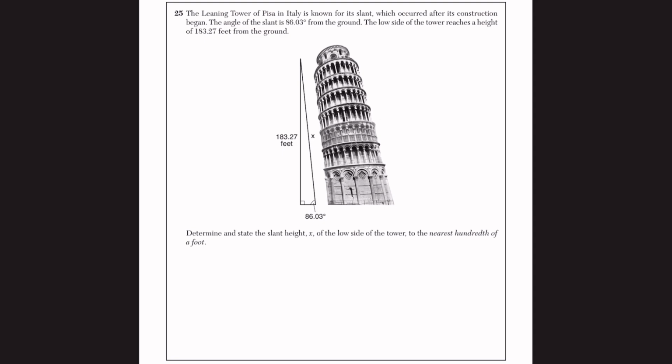So for this question, since we know that this is a right triangle, we can just use trig, and we're going to be using this angle right here. So this side is always going to be the hypotenuse, this side is going to be the opposite side, and this side is going to be the adjacent side. So we can just do sine of 86.03 degrees is equal to 183.27 feet over x, and we can just solve for x.